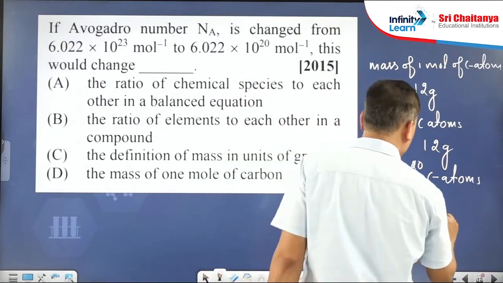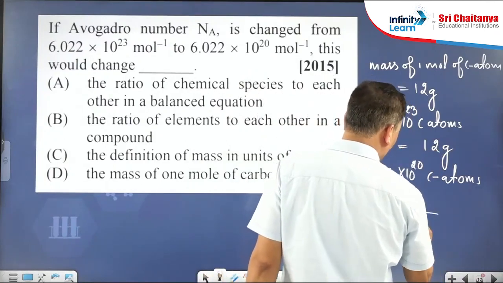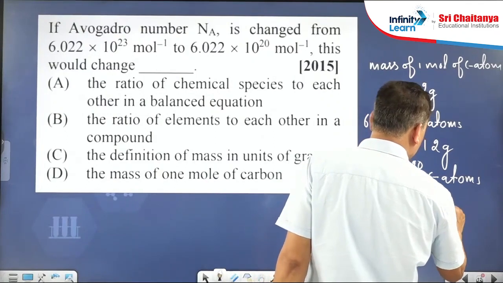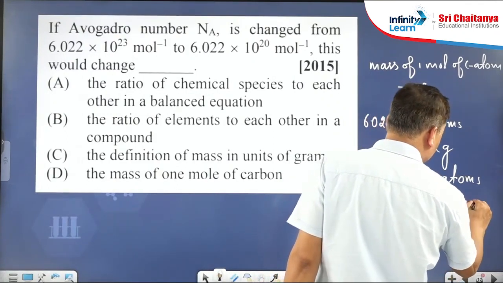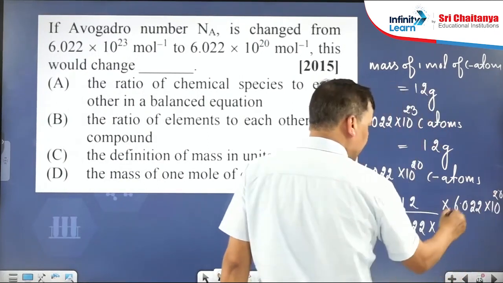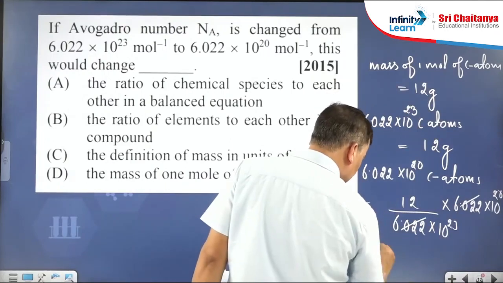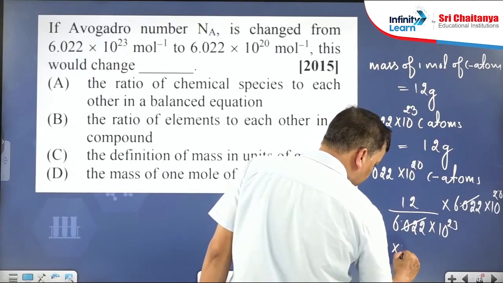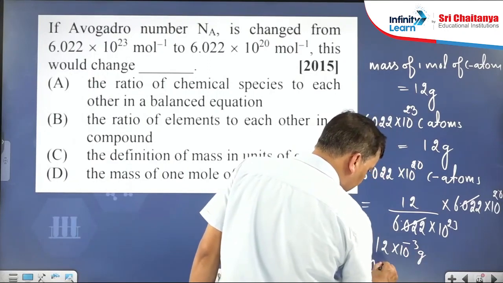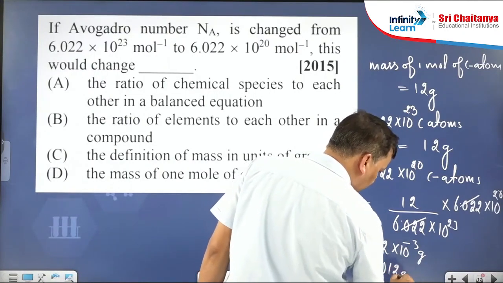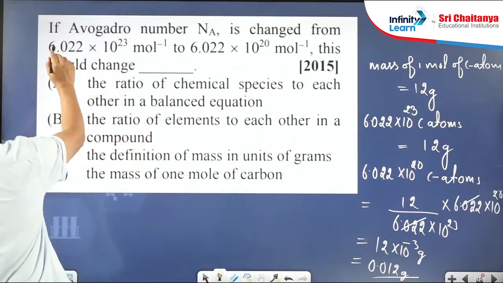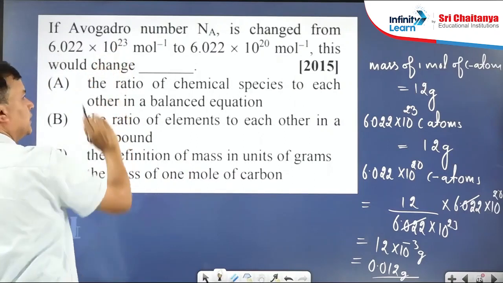It will have 6.022 into 10 raised to power 23 into 6.022 into 10 raised to power 20. Are you understanding or not? So this will be 12 into 10 raised to power 3 grams. That is equal to 0.12 grams. Not clear? My dear friend, 1 mole is equal to 6.022 into 10 raised to 23.